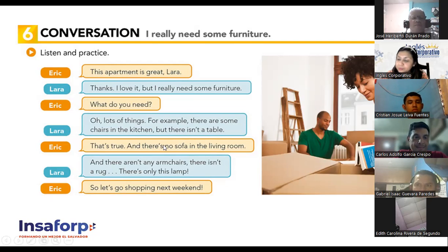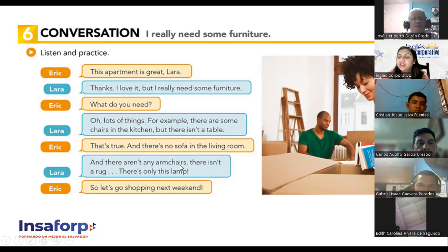What about the living room? It's missing a sofa? Yes, it's missing a sofa. There's no sofa. There aren't any armchairs. There's only a lamp. She's going to sit on the floor, right?